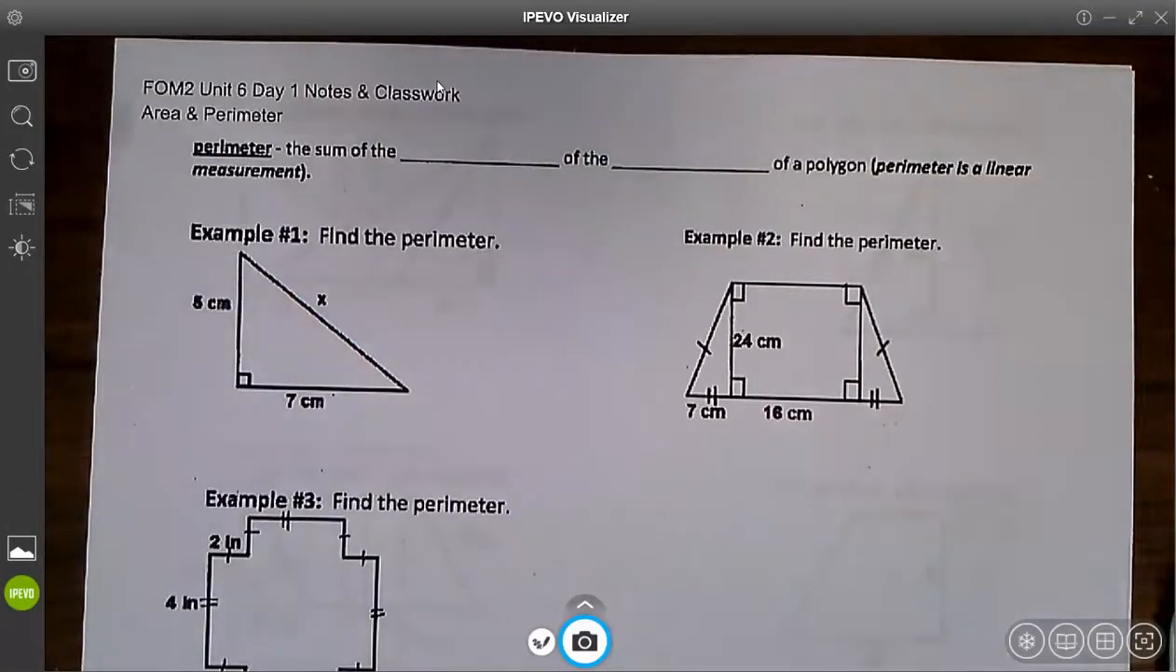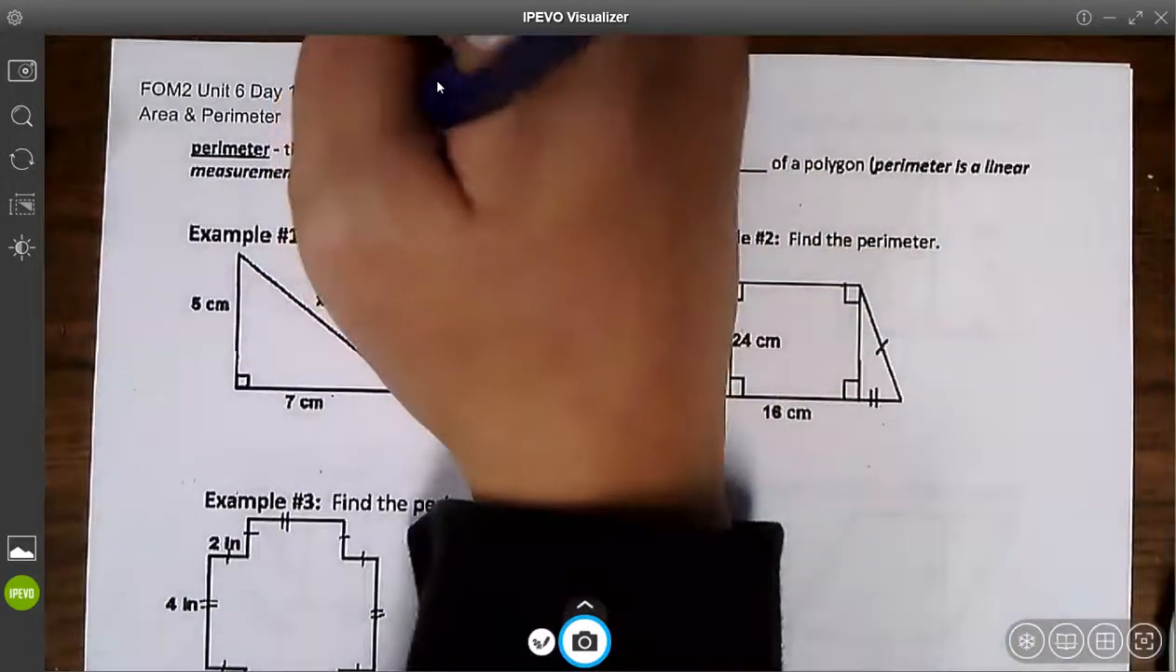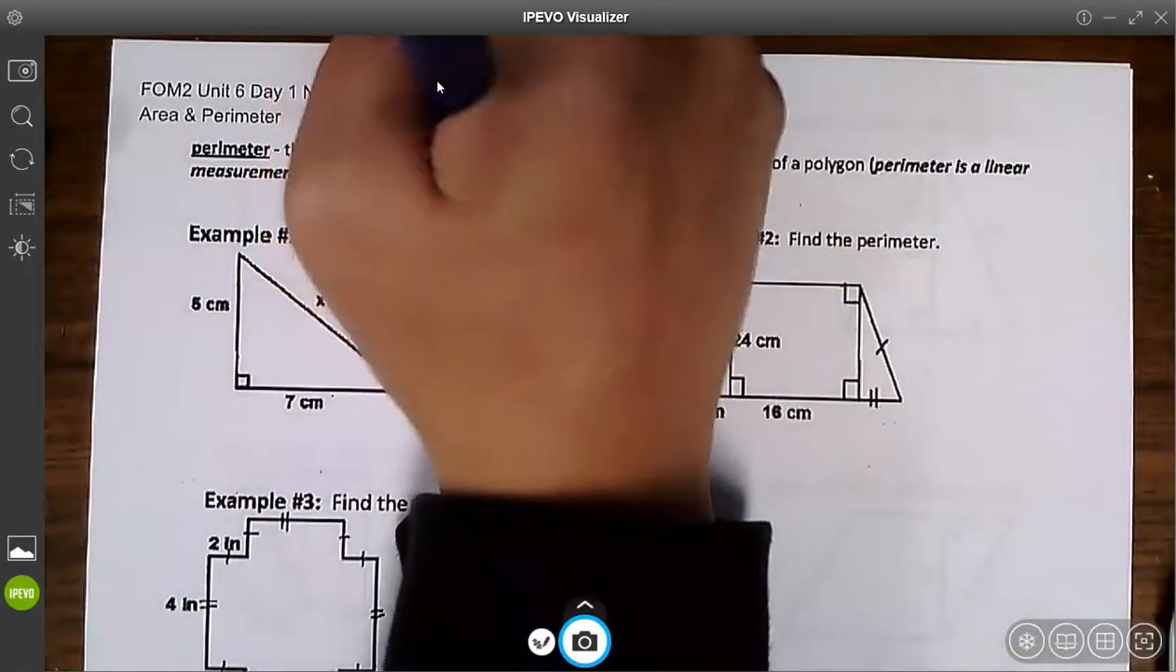Foundations of Math 2, Unit 6, Area and Perimeter. The perimeter is the sum of the measures of the sides of a polygon. So whatever shape it is, it's the sum of the sides.